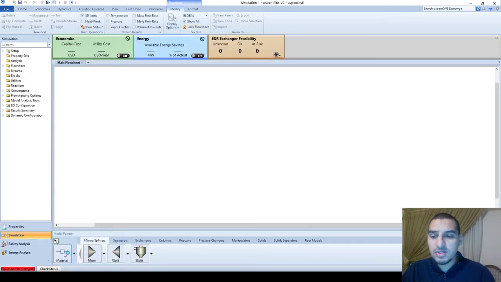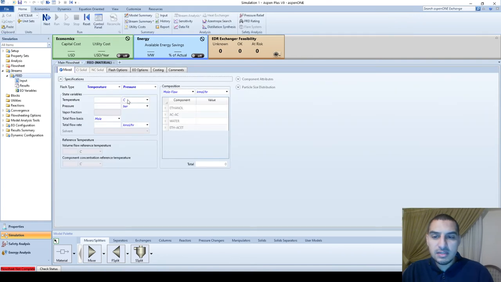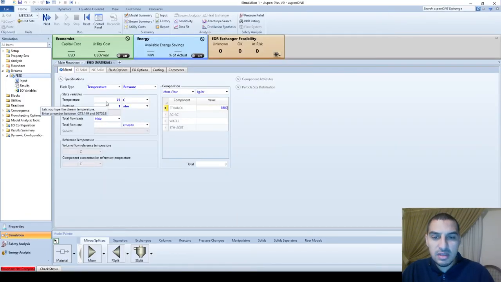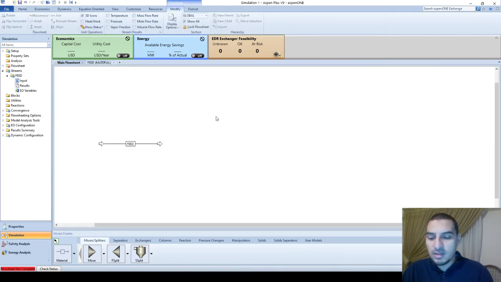When we go to the simulation environment, we need first to define the feed. As we said, the temperature is 75 degrees Celsius and 1 atmosphere. This was mass flow in kilograms per hour. Ethanol was 8,600, acetic acid 11,570, and water was 160. So we have now the feed stream fully defined. But we need to keep in mind that this feed is going to be the same for the 4 modules.